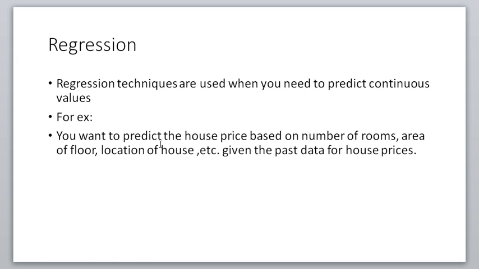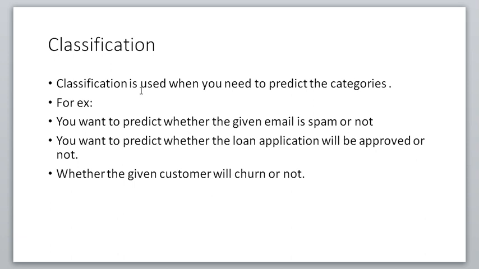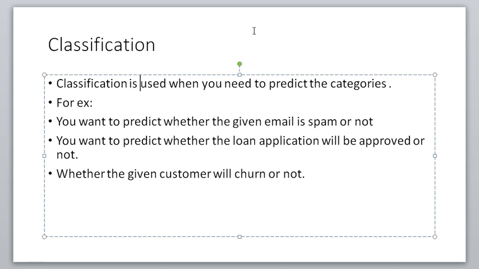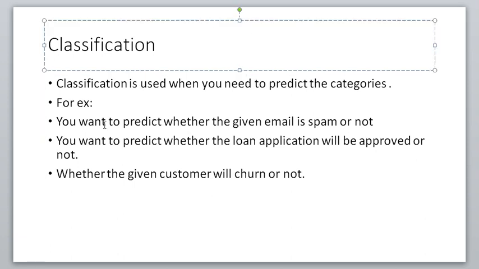Now let's discuss classification. Classification is used when you need to predict some categories. For example, you want to predict whether a given email is spam or not. The email can be either spam or not spam, so it is either 0 or 1. It doesn't have continuous values like 1, 2, 3, 4, 5, 6. That's why it is a classification. It has two classes, spam or not spam. That's why it is called a classification problem.